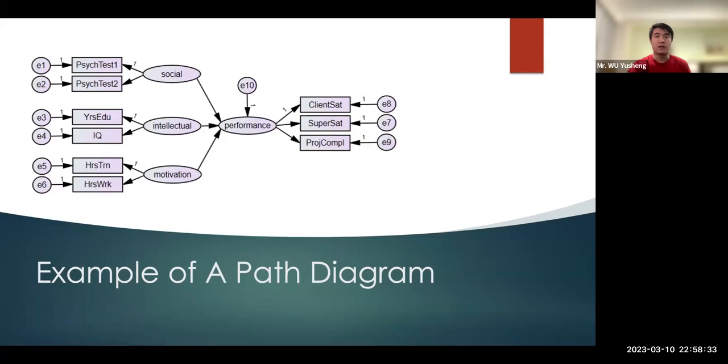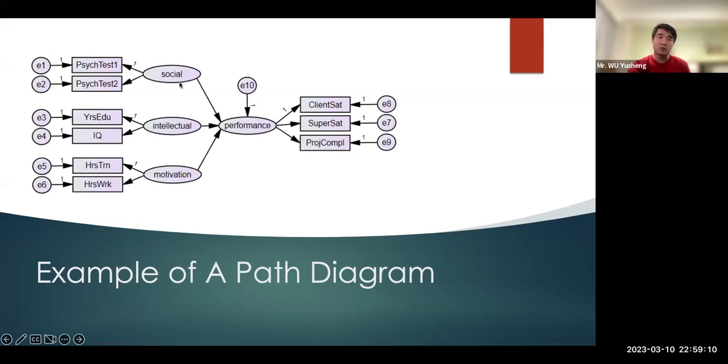For the independent variables, social factors, intellectual factors and motivations, we have observed variables to measure those three constructs. And for the dependent variable, performance, we also have three measurements: client satisfaction, superior satisfaction, and project completion to measure job performance. In this case, the true job performance is not directly observable. We try to use three different metrics to measure it. So this performance is the dependent variable.